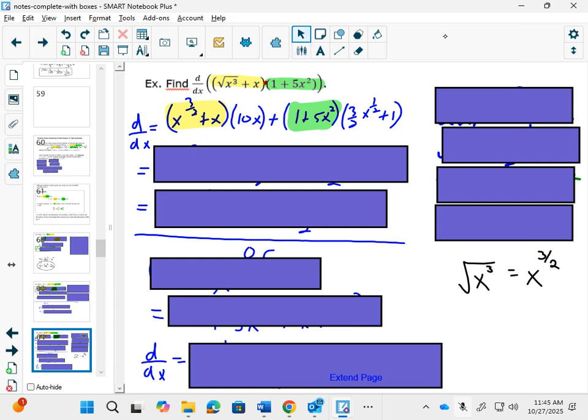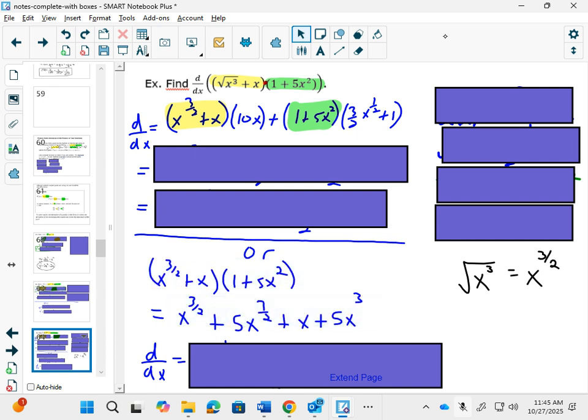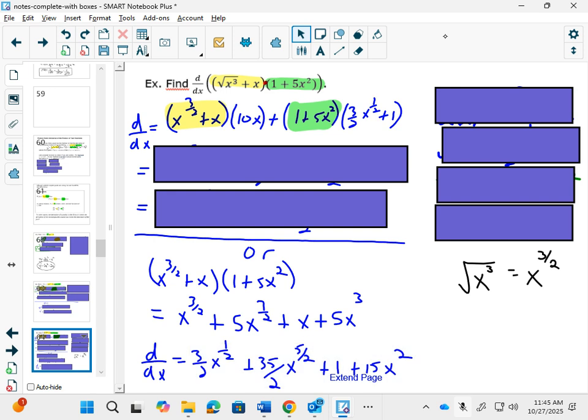Again, I would leave my answer as that. If you multiplied it out, you could get this. And then if I took the derivative of each one separately, you would get that. I'm going to tell you, and you just have to trust me, that simplifying the top one would give you the same thing. But you're often not needed to simplify them. Only times are multiple choice questions.